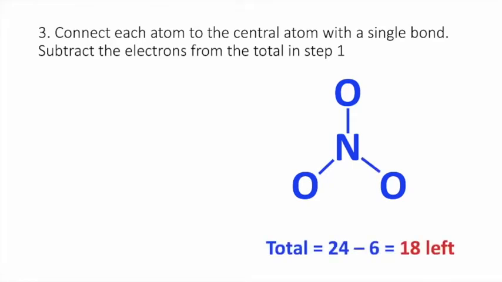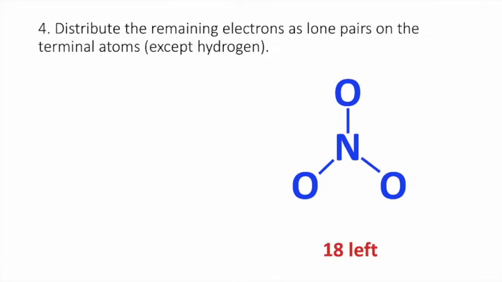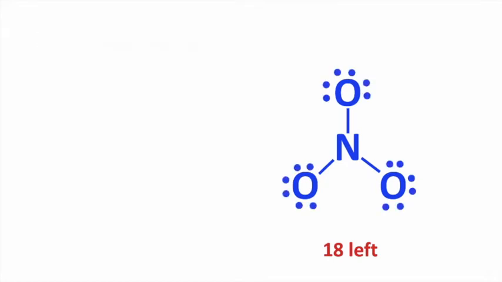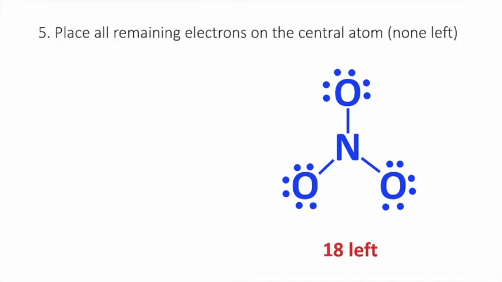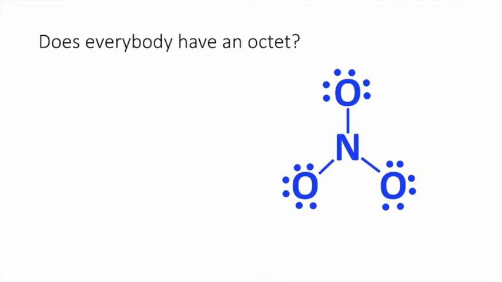And then we're going to subtract the electrons we used up from the total number that we calculated before. So we have 24 electrons in this structure, and if we subtract 6, we have 18 left. Now we're going to take these 18 and distribute them as lone pairs on the terminal atoms, and that means the atoms on the outside. And then we're going to subtract these electrons from the total electrons. So we had 18, and we're going to subtract 18, so we don't have any extra electrons left to add. If we did, we would put them on the central atom, but we don't need to do that because we have none left. Does everyone have a full octet?